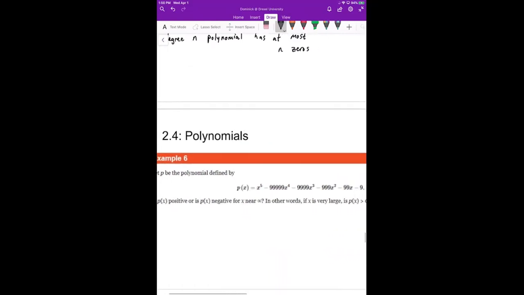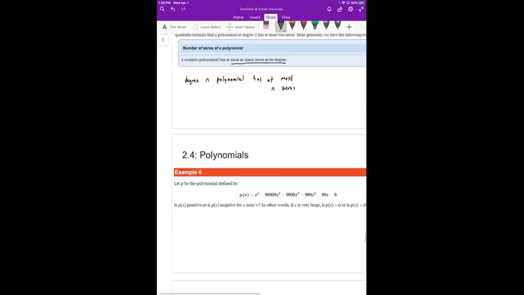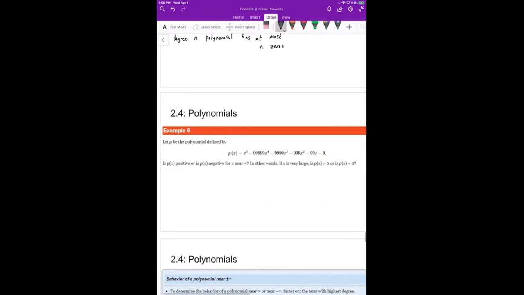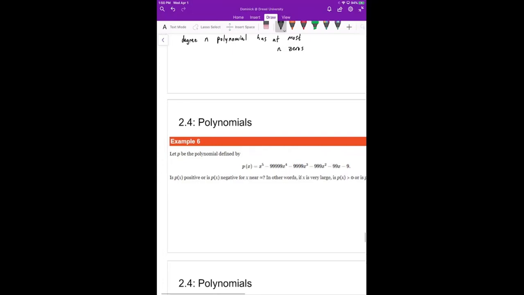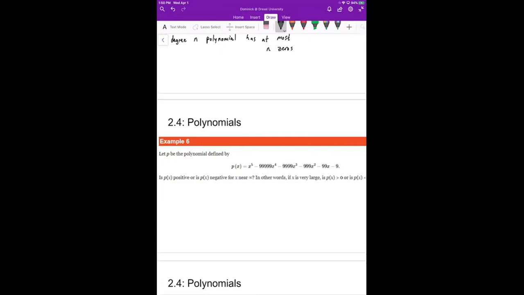Okay. So now the last thing that we can talk about here is what's called end behavior, all right, or behavior as x goes towards positive or negative infinity. So we're letting p be defined by this polynomial, x to the 5th minus 99,999x to the 4th minus 9,999x to the 3rd minus 999x squared minus 99x minus 9. Okay, so we want to know, is this polynomial positive or negative when x is very, very, very large?